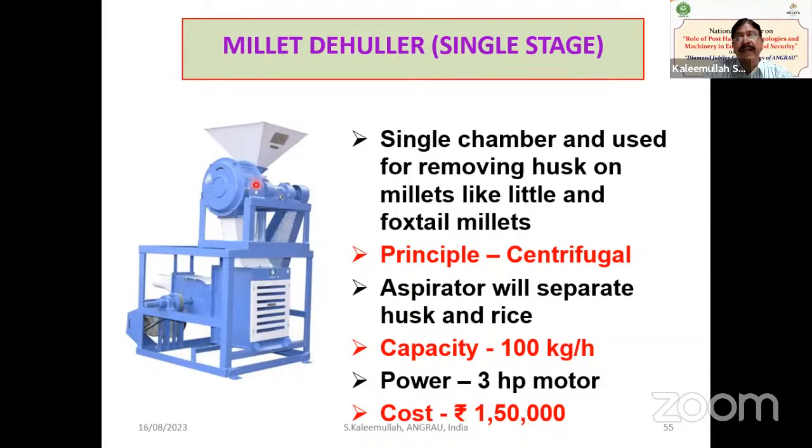The capacity will be 100 kg per hour, and the cost will be 1.5 lakh. There, the dehulling may be 70 to 80%. Another 20 to 30% of the husk will remain, for which we have to use it once again.